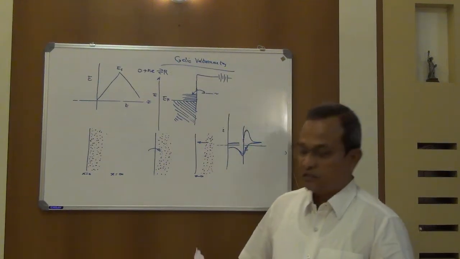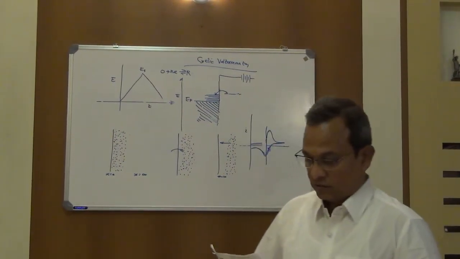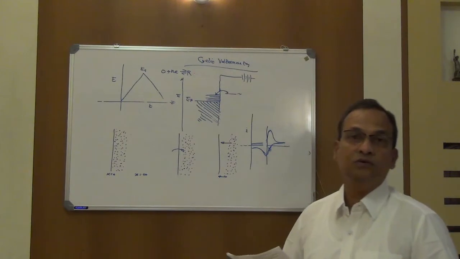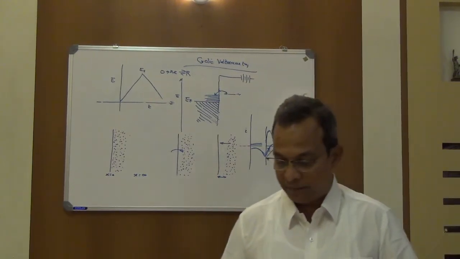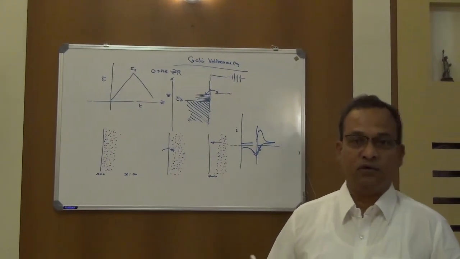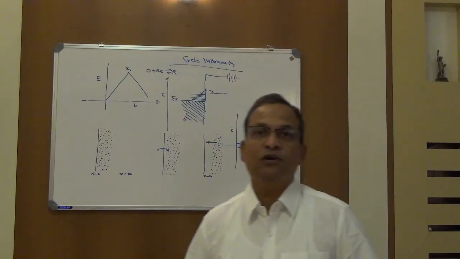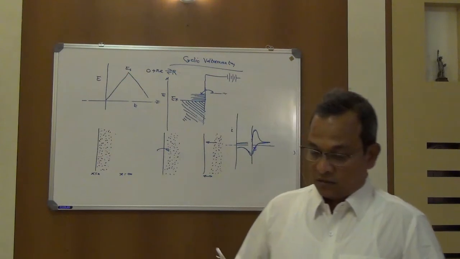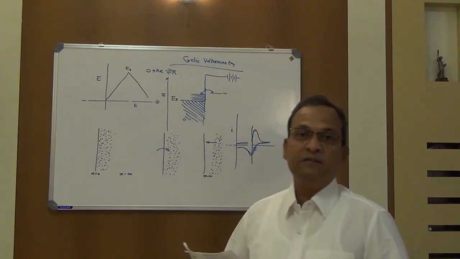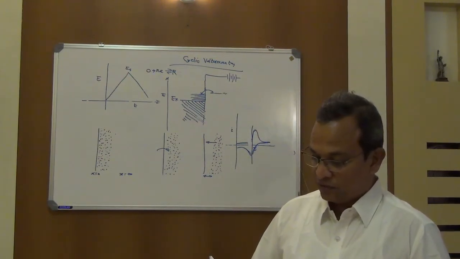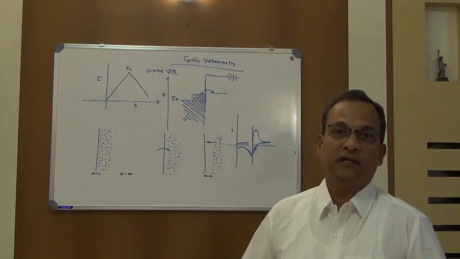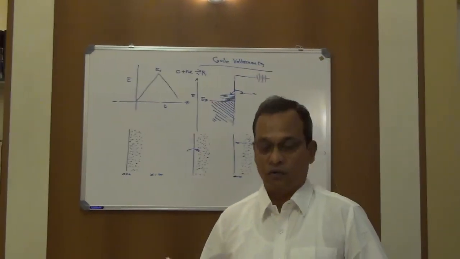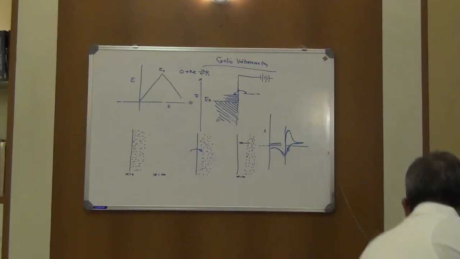So using this treatment, we understand how you get current response to applied potential in the case of cyclic voltammetry. This is a completely qualitative treatment to understand the cyclic voltammogram. Now we'll go ahead and see how the voltammogram picture looks when we introduce the mathematics.